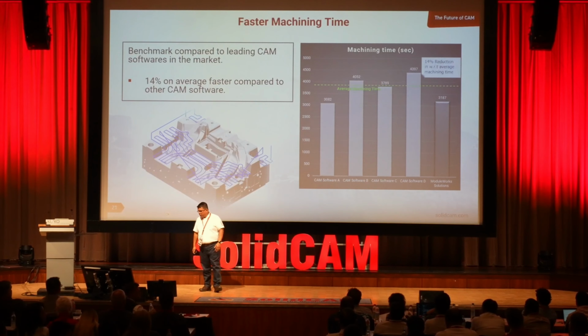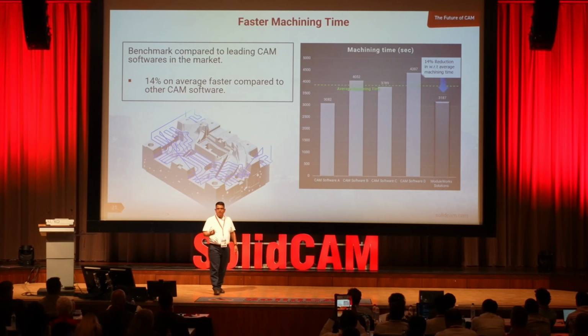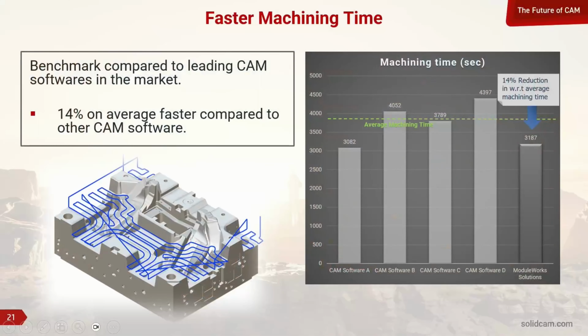On an average, we were 14% faster on the machine compared to the competition. 14% is a big time saving when you take a large die and mold part.